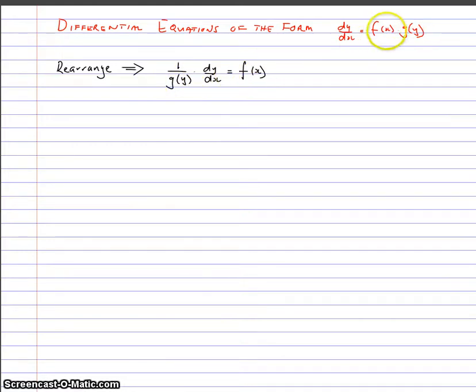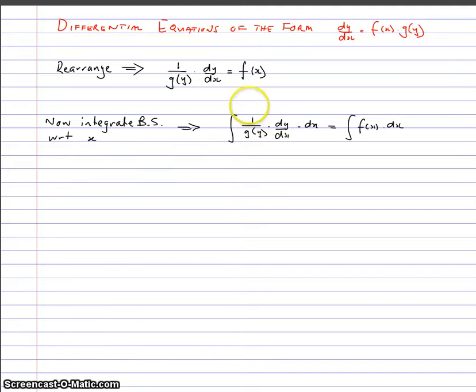So you'll notice here we've got some function of x multiplied by a function of y. So we divide both sides by the function of y, and that's how we get this. The next step is to integrate both sides with respect to x, similar to the last type.